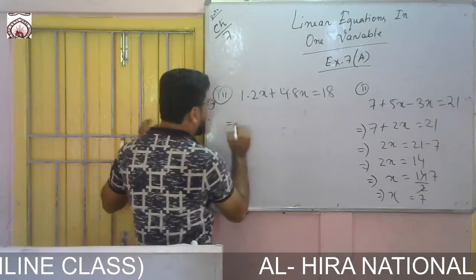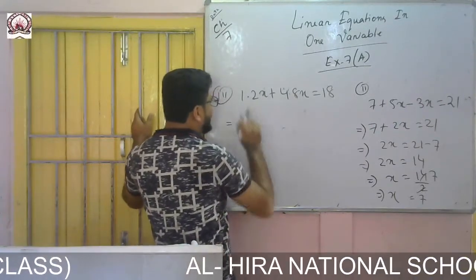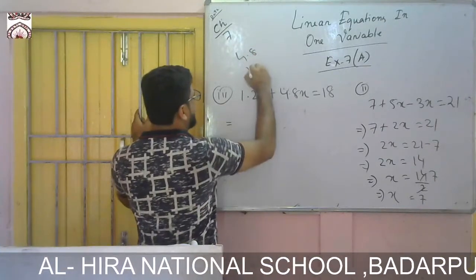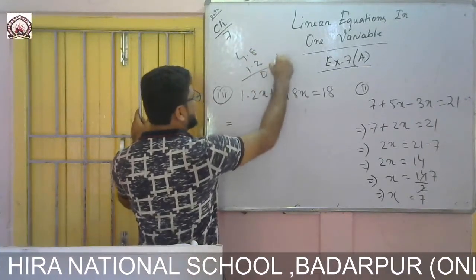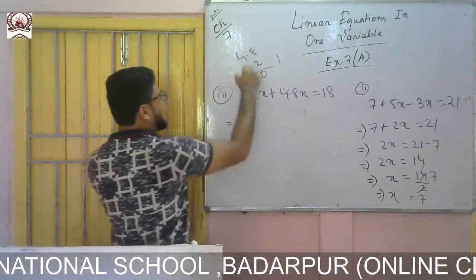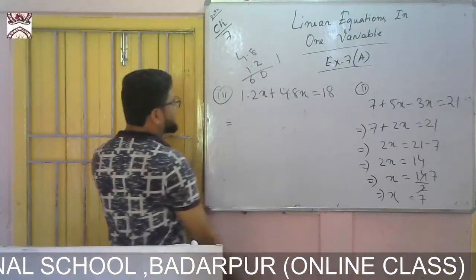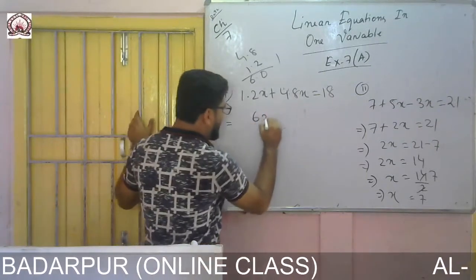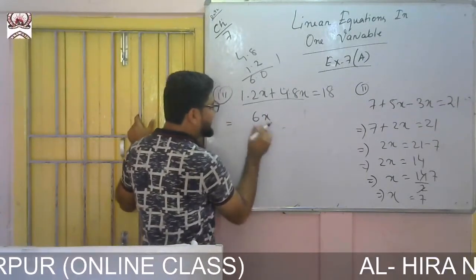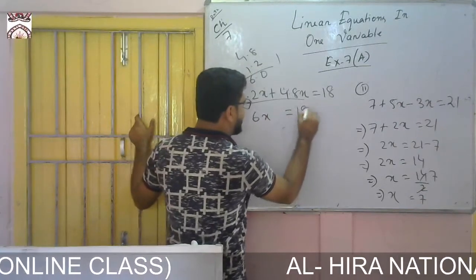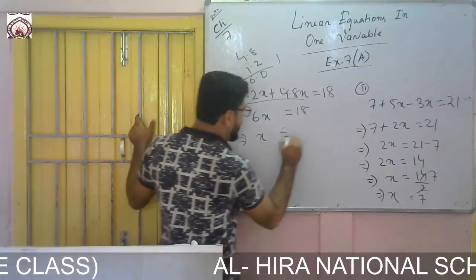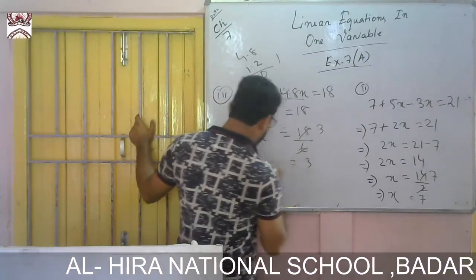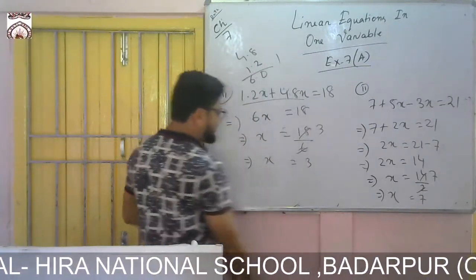So you add it. 8 plus 2, 4.8, 1.2, 8 plus 2 is 10. Carry 1. 4 plus 1 is 5, and 1 is 6. So 6.0, and 6.0 means 6. So we'll get 6x equals 18. So x will be 18 by 6. 6 3s are 18. So the answer is 3. x equals 3.